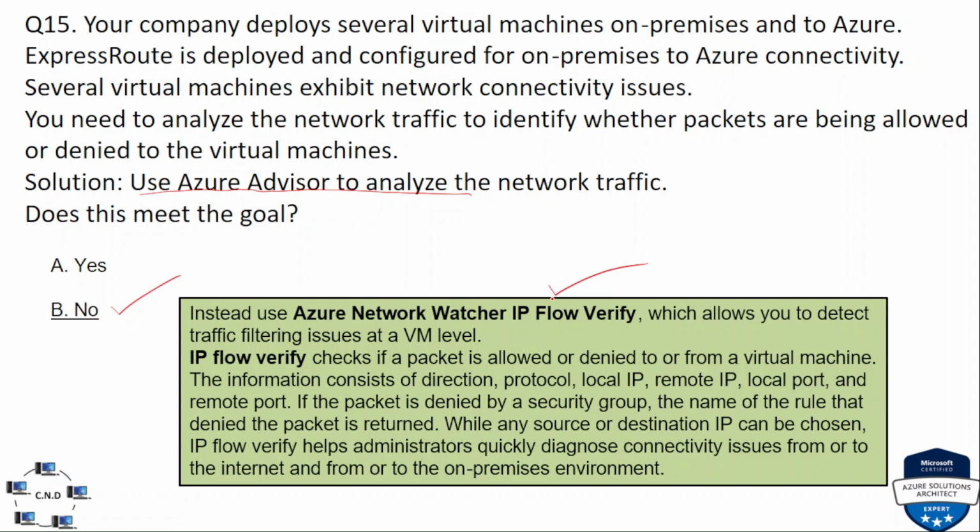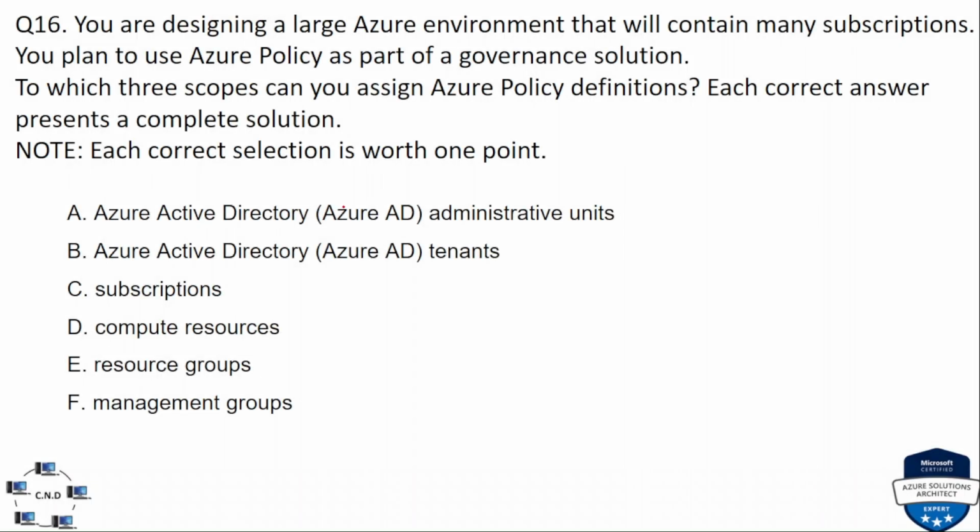It can give us the information about whether a specific VM can be accessed from a specific IP address on a specific port, and whether it is blocked by a specific security group. That information is given to us by the Azure Network Watcher IP flow verify. So the Azure Advisor does not give us this solution.